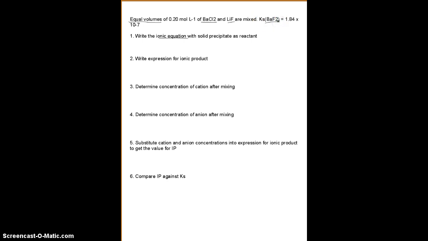So let's do that. BaF2 solid is in equilibrium with Ba2+ and 2 F-, and they are both aqueous. Okay, so that's the first step.